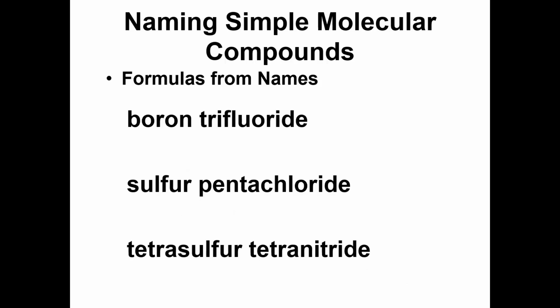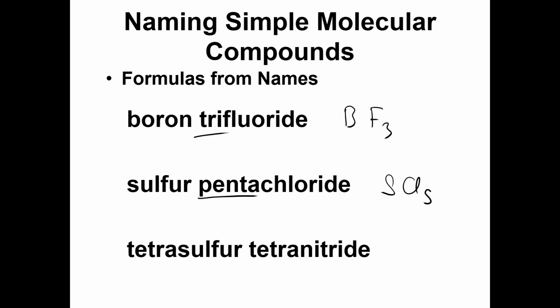Let's give these things some formulas. This is not difficult. Boron, find it on the periodic table. It's a B. Fluoride, fluorine is an F. Tri means 3, so it's BF3. Sulfur pentachloride. Sulfur is S. Chloride is Cl. Penta means 5.